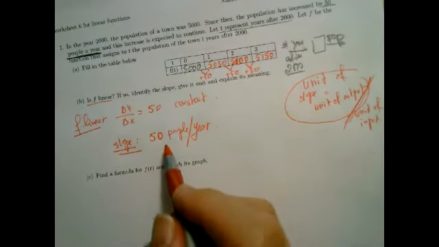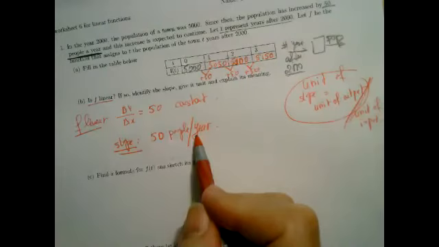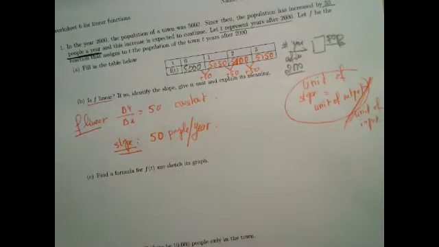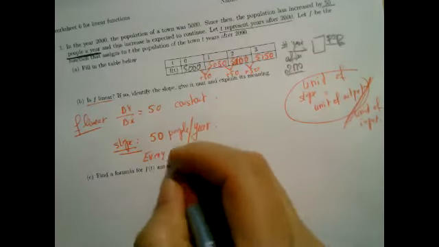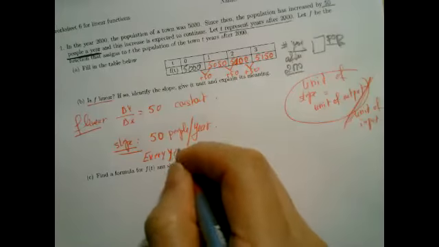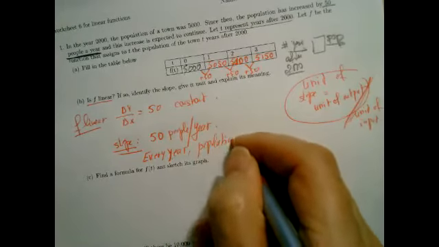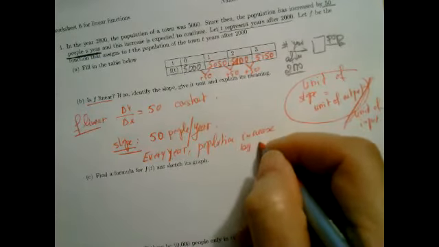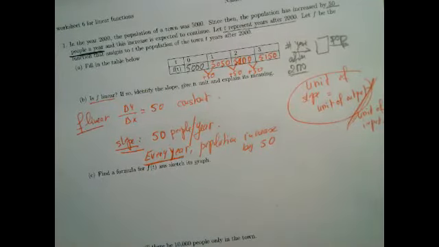Explain its meaning. What does the slope tell me? It tells me that every year, constantly, the population increases by 50. The word every is important, that's what linearity is, the same rate. Every year, the population increases by 50 at a constant rate.